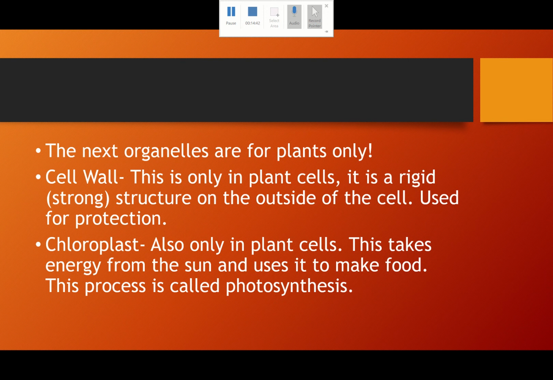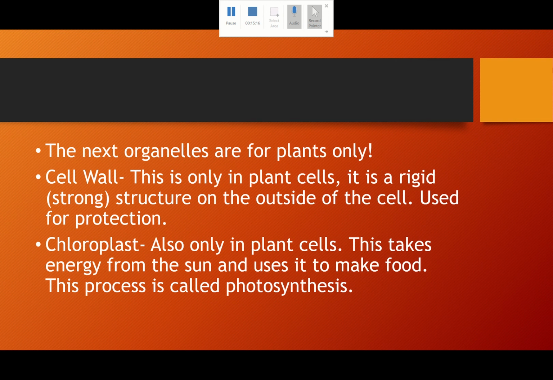The next object is the chloroplast. The chloroplasts are all the little green guys in the cells, and that's actually what makes plants green, is chloroplast. These chloroplasts take energy from the sun and use it to make food. We can't do that, and we can't do that because we don't have chloroplast. This process is photosynthesis, and we're going to talk about photosynthesis pretty soon. But it's how they make food. They take sunlight and they make food. They can do that because they have those chloroplasts.